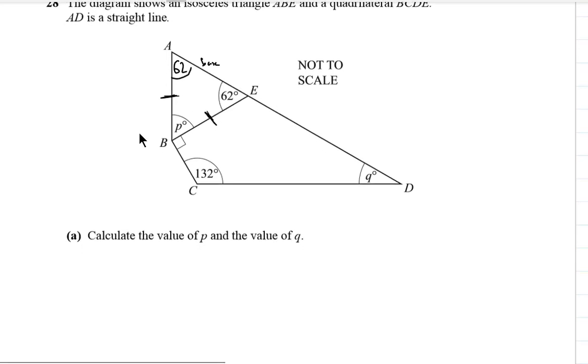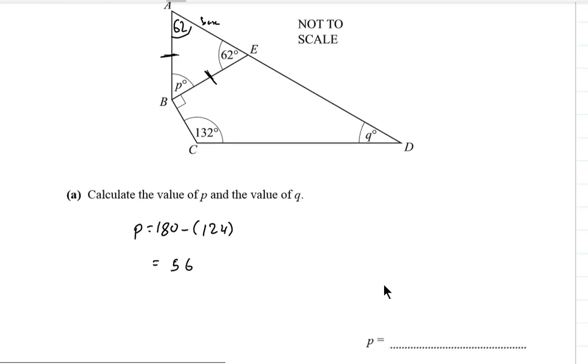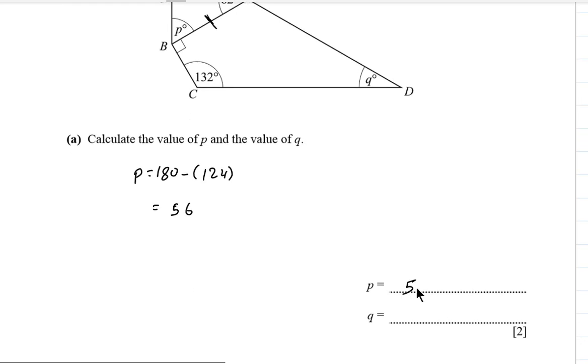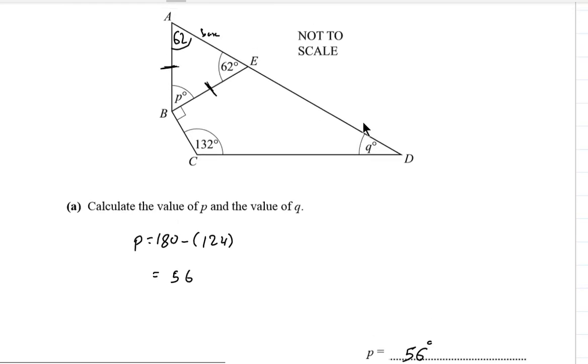P easily will be 180 minus the sum of these two angles, right? So for P, we can say 180 minus 62, and 62 plus 60 is 122... so it will be 56. P is 56 degrees. What about the value of Q?